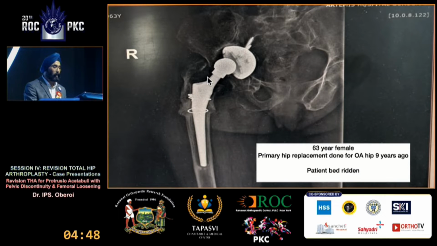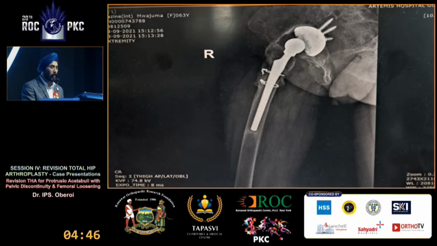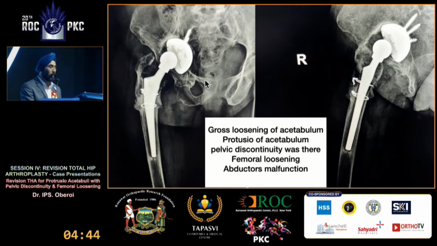So apparently, X-rays definitely shows a bit of pelvic discontinuity. Gross loosening of the acetabulum is there. A gross protrusio is happening. There is a femoral loosening as well. And if you look into the abductor mechanism, it's not working at all. So this is the problem with the patient comes.